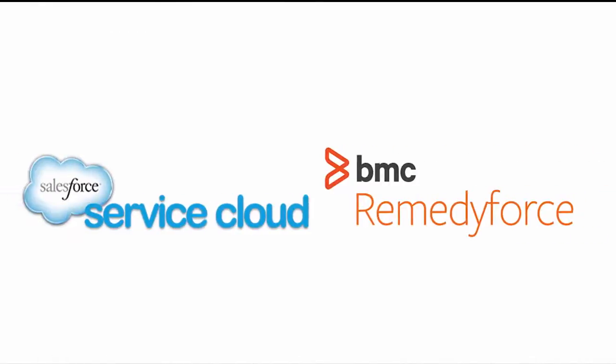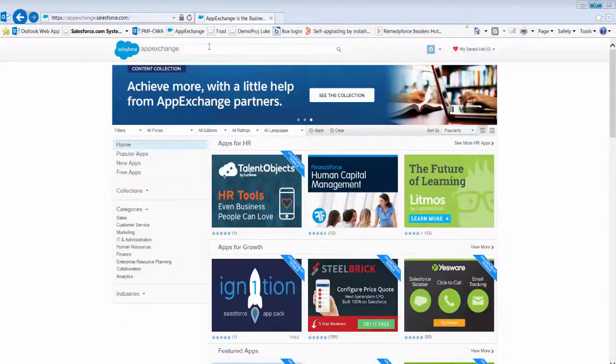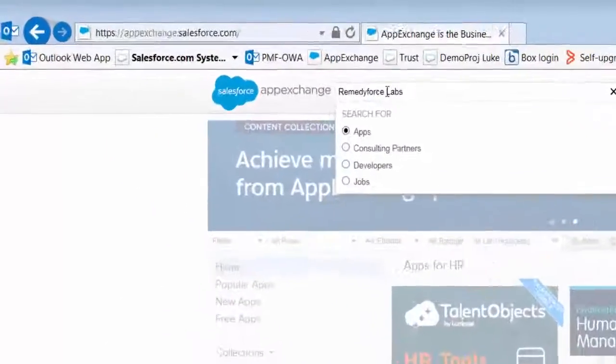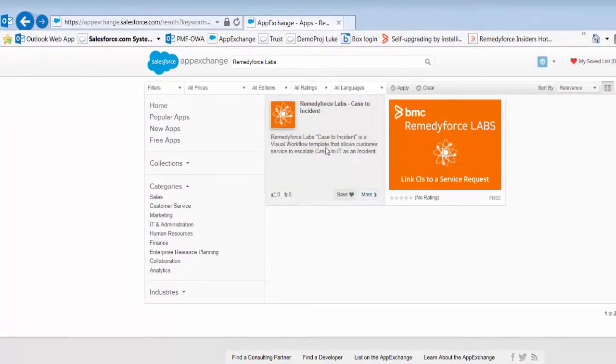But that is only part of the story. The AppExchange is home to so many amazing tools in the Salesforce world, and with that, Remedyforce makes its additional contribution with Remedyforce Labs. Watch for more exciting content of this nature coming to you.